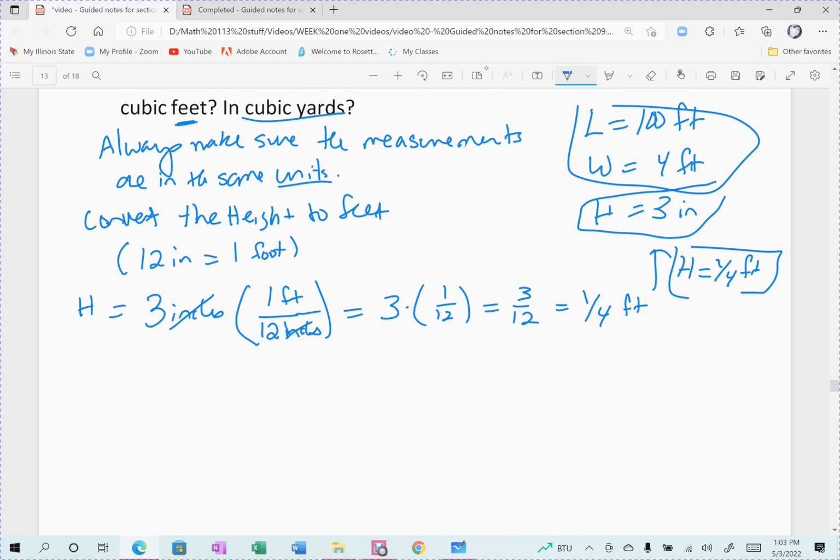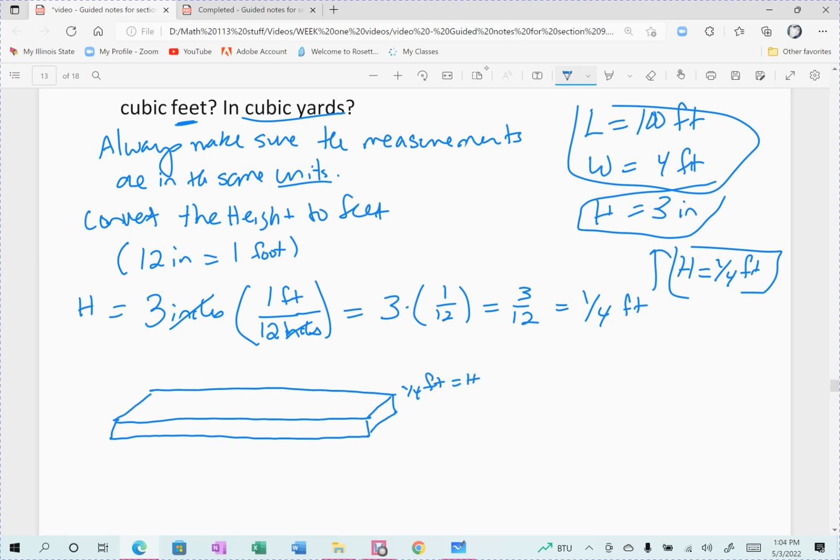All right, so I'm going to draw the shape out just so you can see it. So what you do when you're building a sidewalk is they'll dig into the ground as far as they want. So in this case, the depth is 1/4 of a foot, right? 3 inches. That would be the depth, which in our shape is the height. The length was 100 feet. The width was 4 feet.